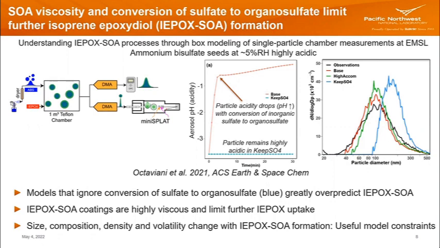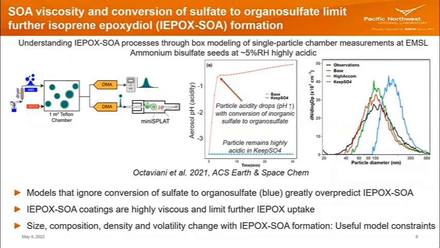It was measured both by a DMA, but also the mini splat was measuring single particle composition, density, and also volatility change. And this was done both at dry conditions and wet conditions. So I'm showing the dry condition experiment here. This is 5% RH, but since it is ammonium bisulfate, it does not effloresce. So it always has some water content, even at 5% relative humidity, and it is highly acidic. So the pH is negative 3.5 or so.